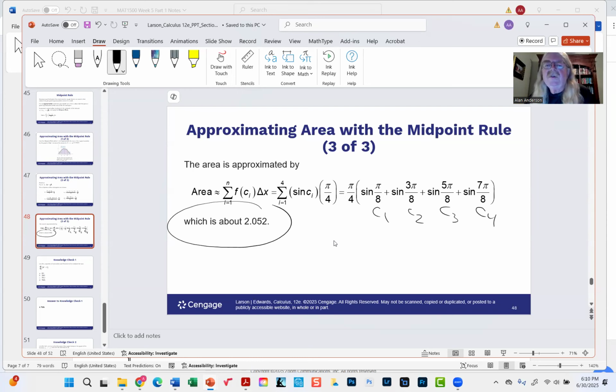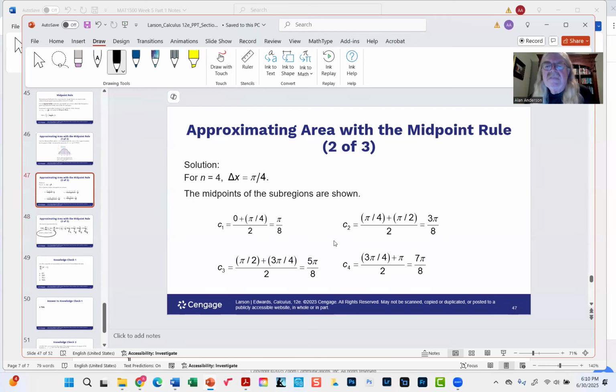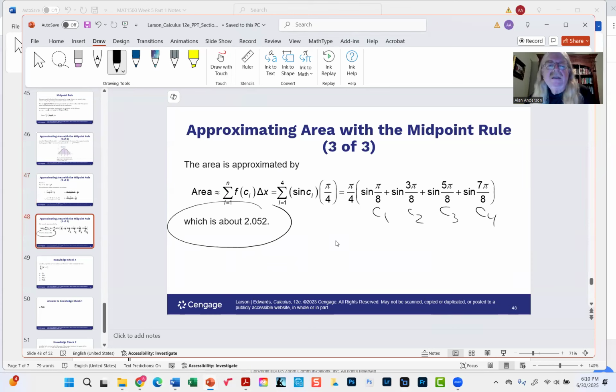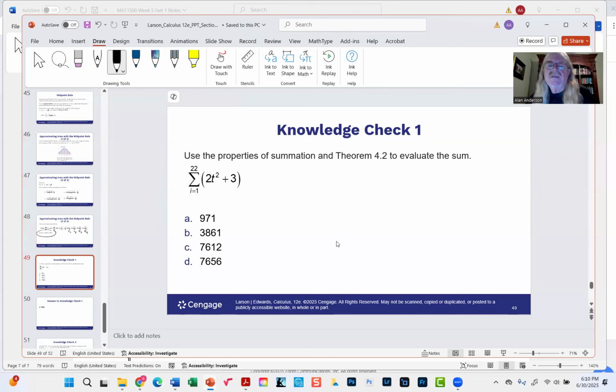So, which one you use, I guess it's a matter of taste. They're all approximations. Oh, wow. Here's an interesting question. Now, of course, we do not want to do this directly because it's asking us to add up something 22 times. Anyway, you can see that they kind of left us hanging here.